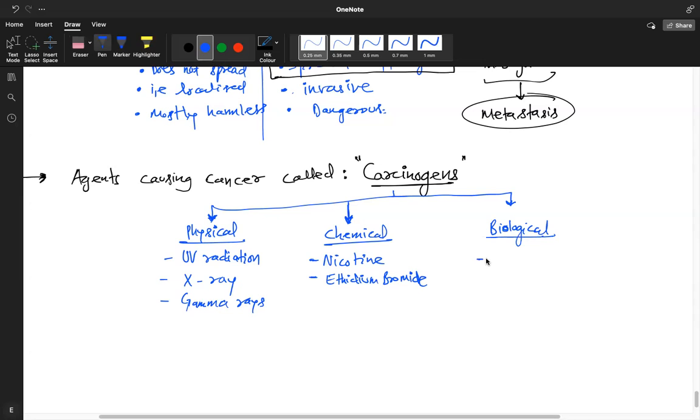Biological means which are in the biological realm. What about smoking? Smoking is nicotine, it comes under chemical carcinogen. Let me write tobacco here so that it's more clear. Biological is, there are some viruses that can cause cancer.